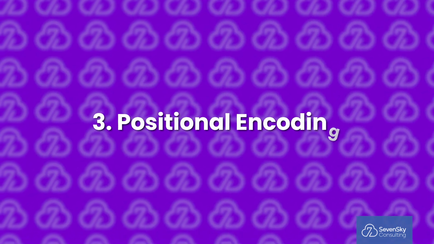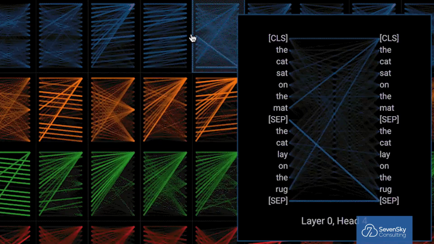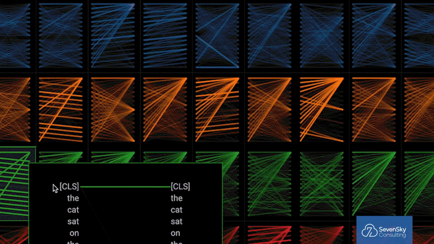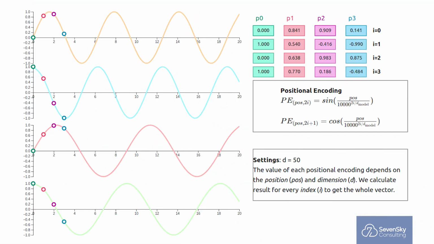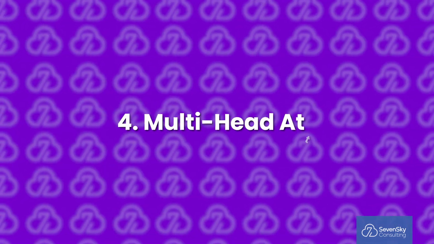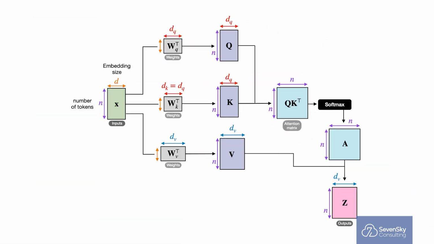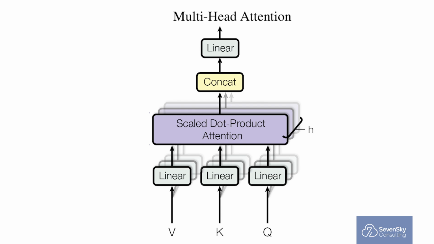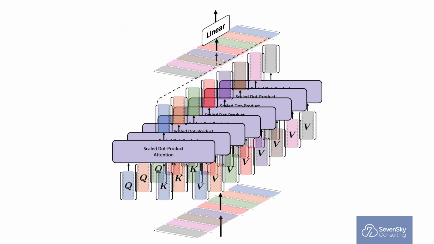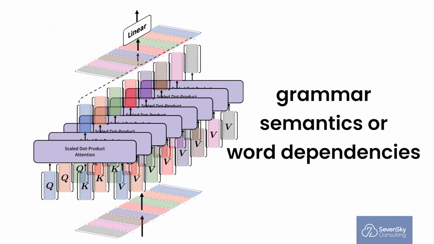3. Positional encoding. Since transformers do not inherently process sequences in order, positional encoding is added to the input to provide information about the order of tokens. 4. Multi-head attention. Instead of a single self-attention mechanism, transformers use multiple attention mechanisms in parallel, called multi-head attention. Each head learns different relationships between tokens, such as grammar, semantics, or word dependencies.